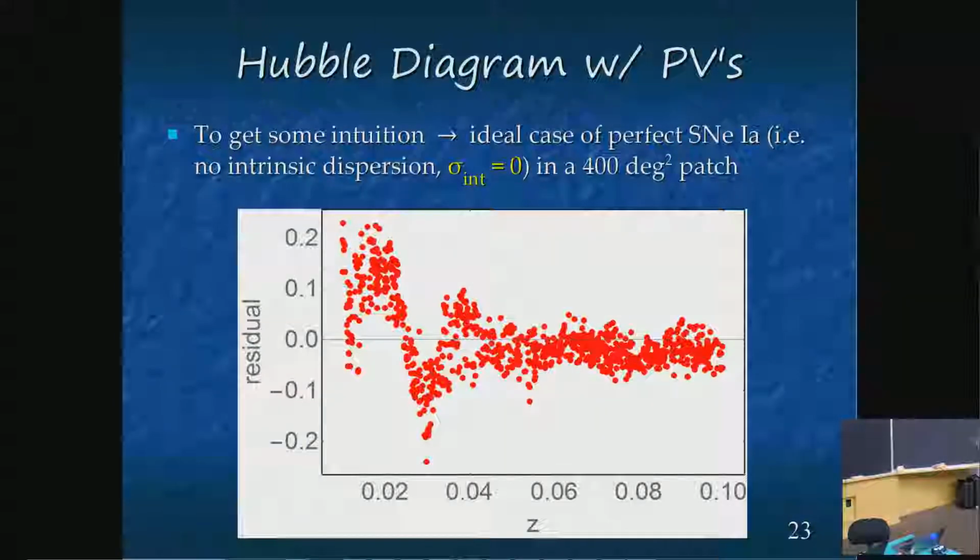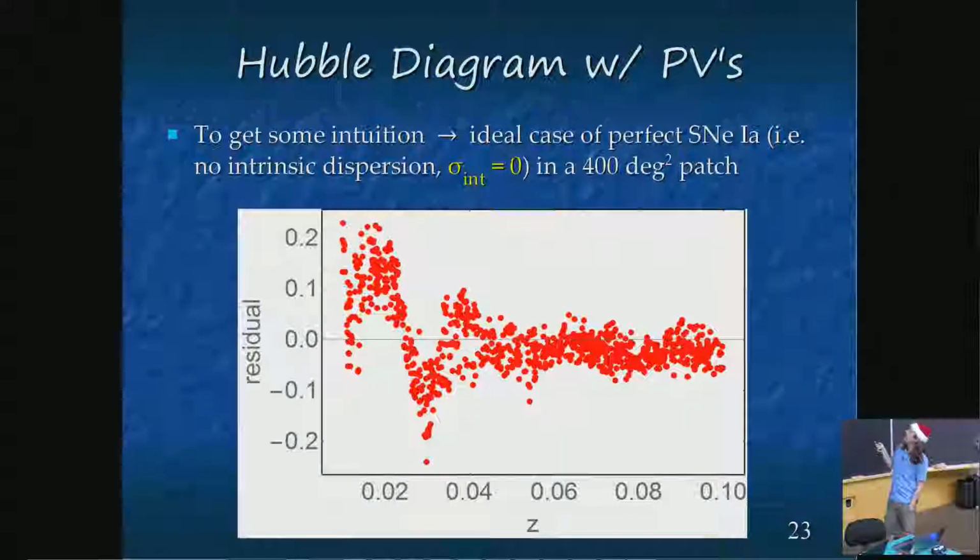Now I'm going to show you some plots to get intuition going. This is the residual Hubble diagram. Yeah, I like Merton's law of eponymy. Anyway, now I'm doing a calculation with intrinsic dispersion zero, so all supernovae have no dispersion at all. All you see here is coming from peculiar velocities. And if you only have peculiar velocities, you can see by eye that there are big correlations in redshift. I'm just plotting them in redshift, not even in the sky.